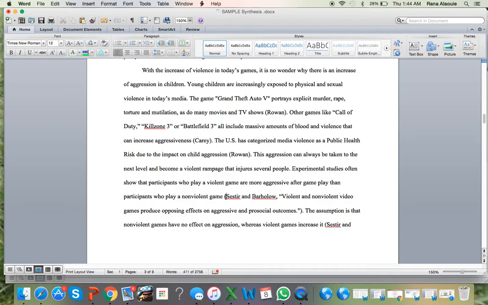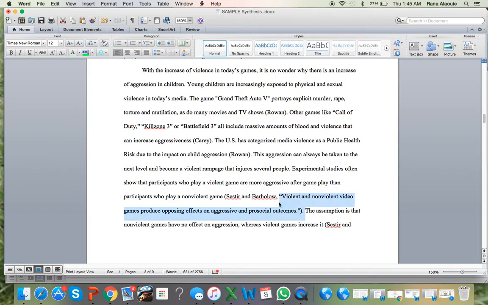If you look down here, I don't know if you got down here yet. I was reading, and this is incorrect, what this student did here. "Experimental studies often show that participants who play a violent game are more aggressive after gameplay than participants who play a non-violent game." It looks like she was trying to cite this, but she put two authors and the title of the article. I would just put the authors. No need for the title of the article.